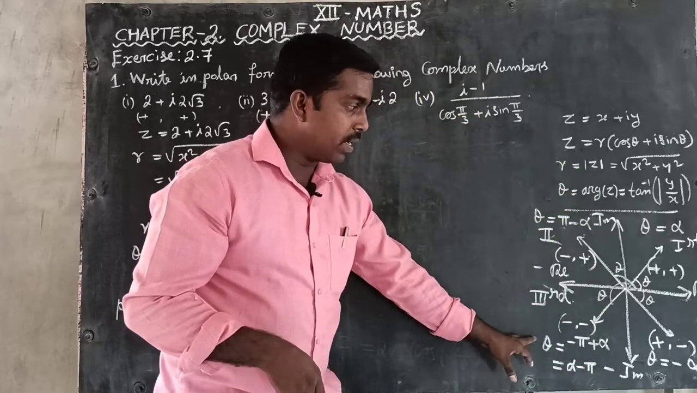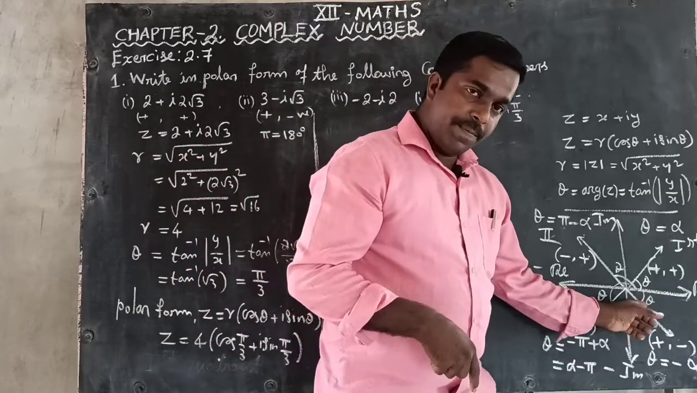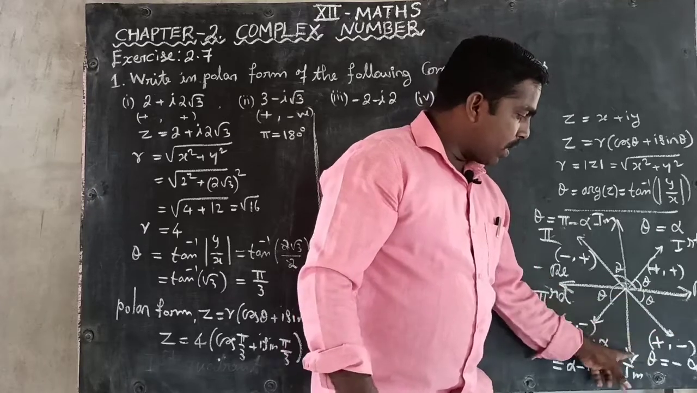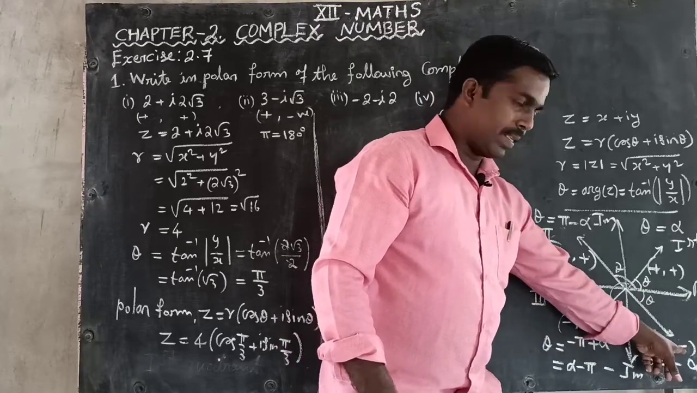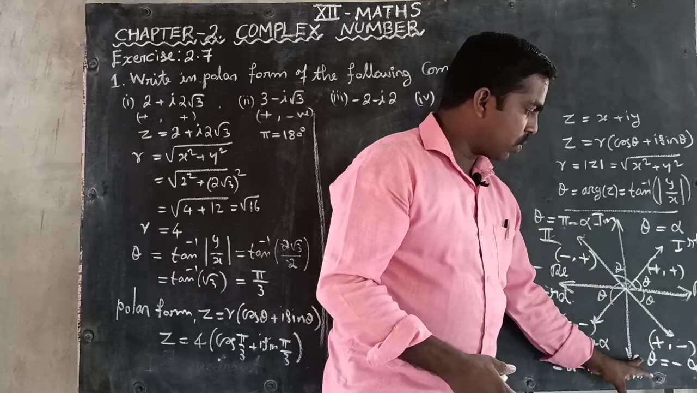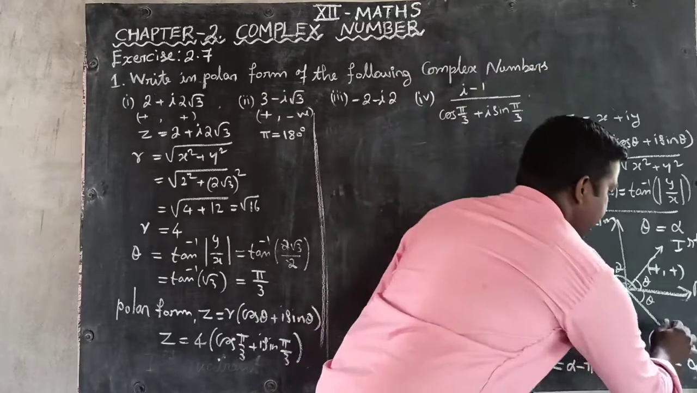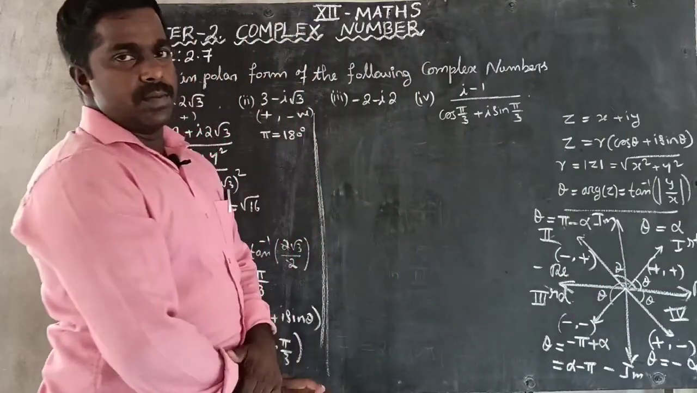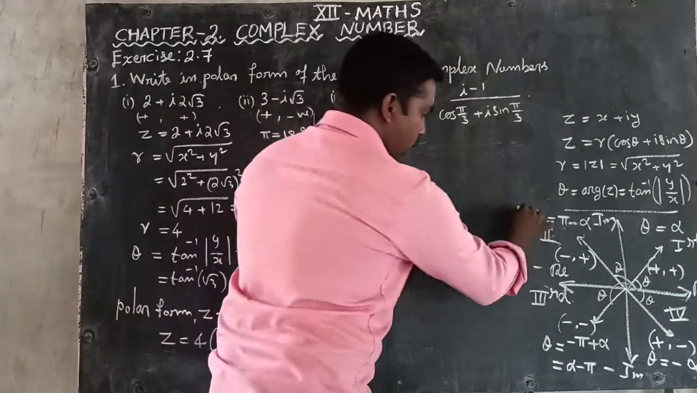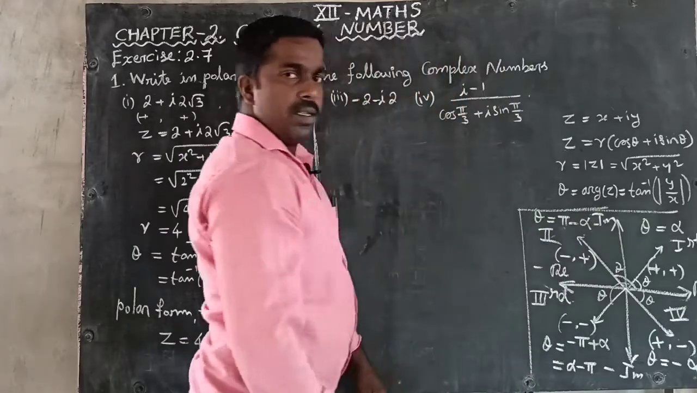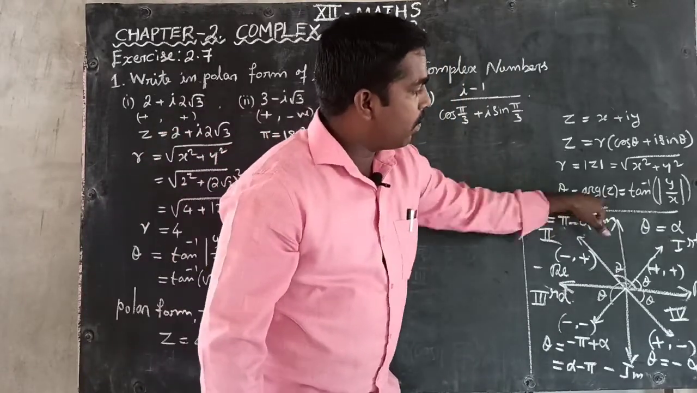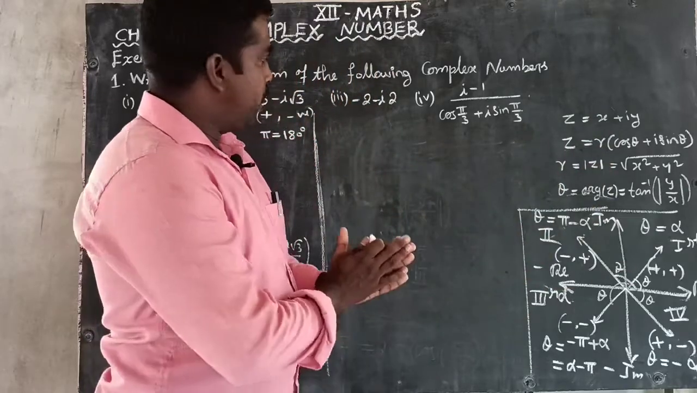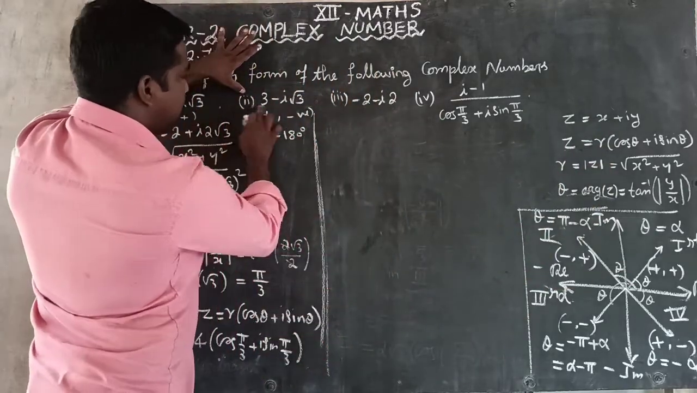This is third quadrant. In the fourth quadrant real is positive, imaginary part is negative. So plus comma minus. Okay, so this is fourth quadrant. In the fourth quadrant the theta is nothing but minus alpha. So this is one important result to find the value of theta, that is argument of z. Okay, so next is second one.